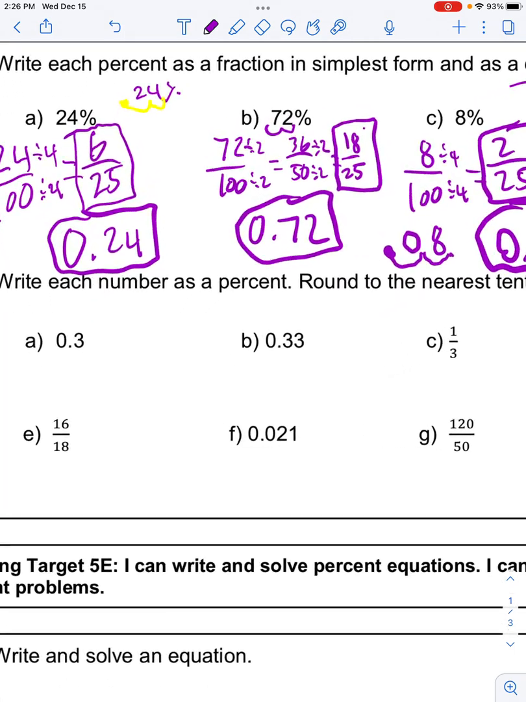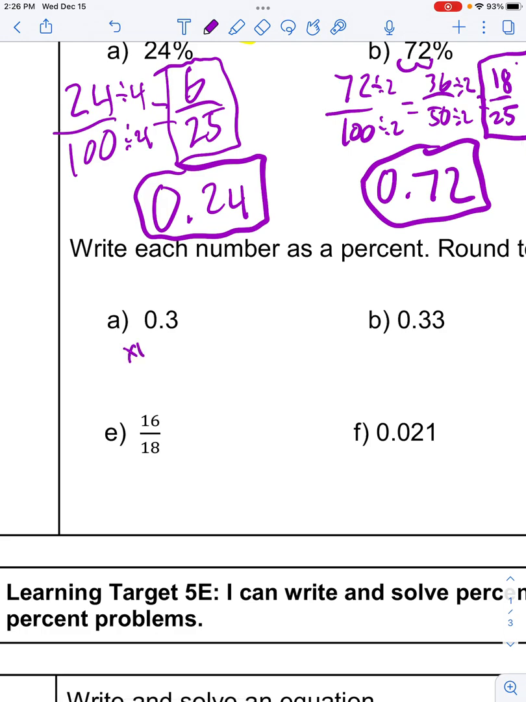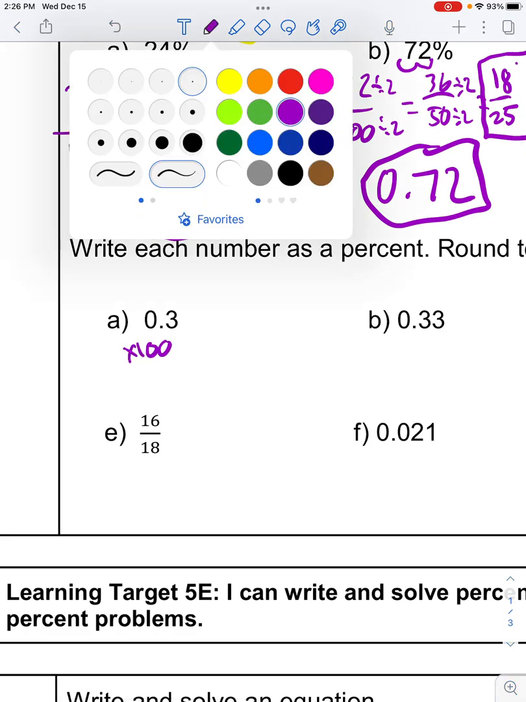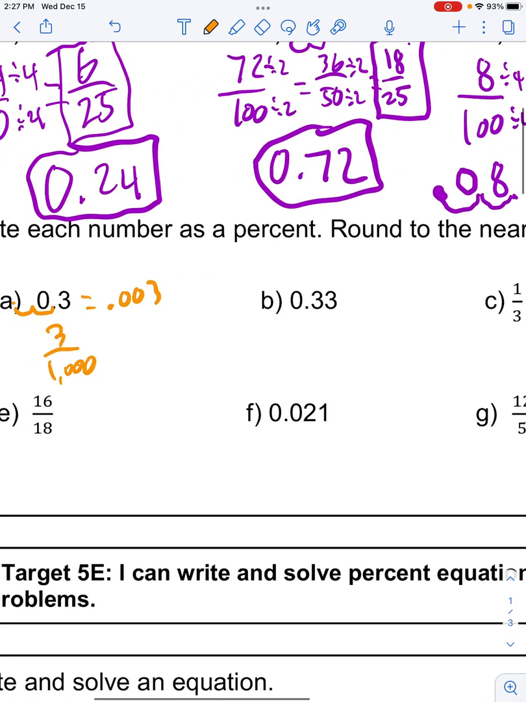Write each number as a percent, round to the nearest tenth of a percent. So again, 0.3, I need to multiply by 100, which essentially moves the decimal 2 spots over. Write each number as a percent, 0.3. So turning it from a decimal to a percent, that's like saying it's the same thing as 0.003, which would be 3 1,000ths.